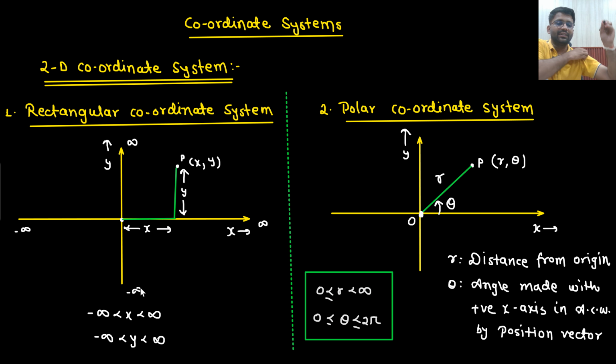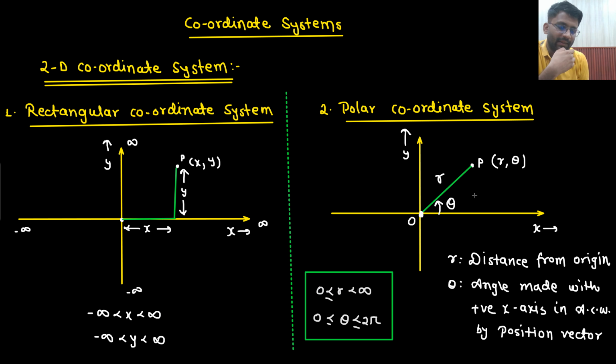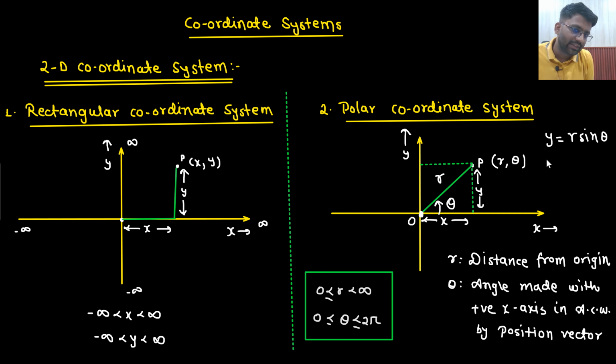Now can you find out the relation between x, y and r, theta? Absolutely, sir. What used to be this coordinate? This coordinate used to be y, and this coordinate used to be x. So can you write down the value of y? If you know basic trigonometry, then y is nothing but r sin theta, and x is nothing but r cos theta.